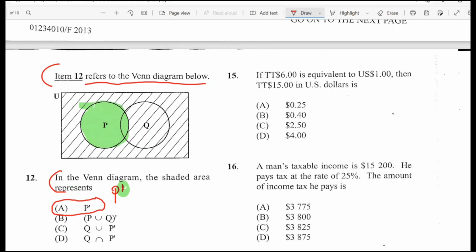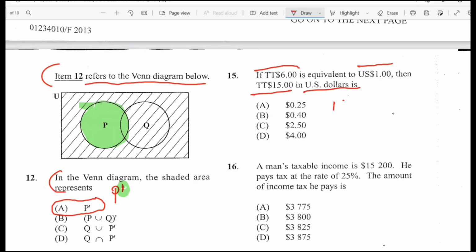It says if Trinidad and Tobago $6 is equivalent to US $1, then Trinidad and Tobago $15 in US dollars is what? Remember, for every 6 Trinidad dollars, it's just 1 US. So repeated subtraction can be seen as division, which means we can employ division here as a way of finding out. And look, it's a multiple choice exam.